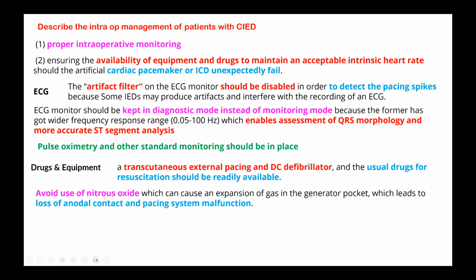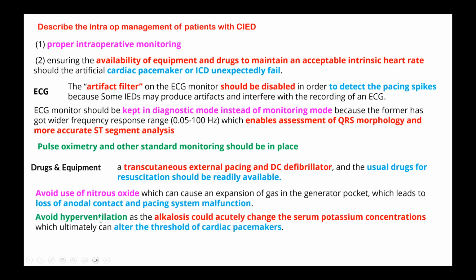Avoid nitrous oxide if the pulse generator has been recently implanted, say within 3 to 4 days, because it can accumulate in the pocket that is created in the pectoral region for implanting the generator, which may lead to lead disconnection. Anodal contact and pacing system malfunction can happen. Avoid hyperventilation. The alkalosis could acutely change the serum potassium concentration, which will alter the cardiac threshold for pacemakers.